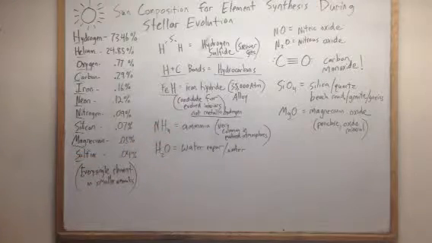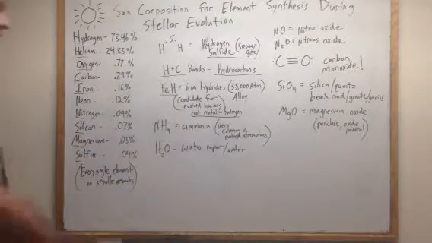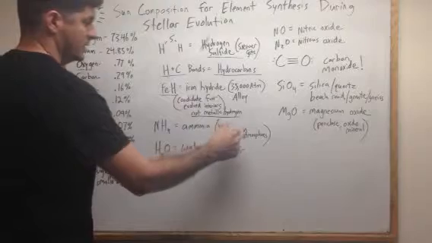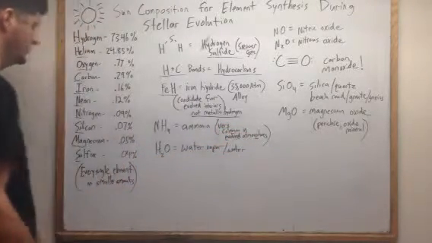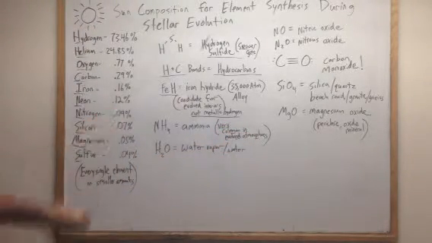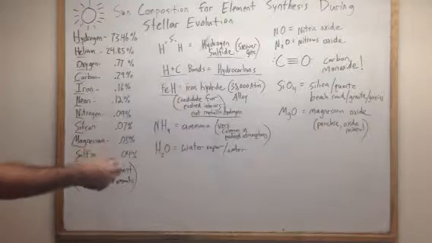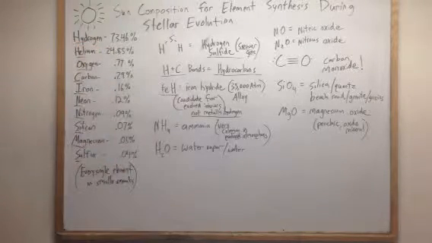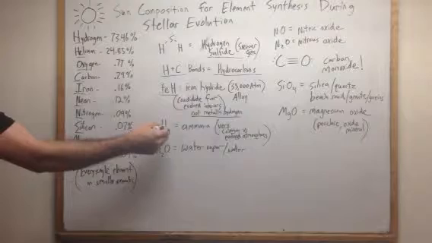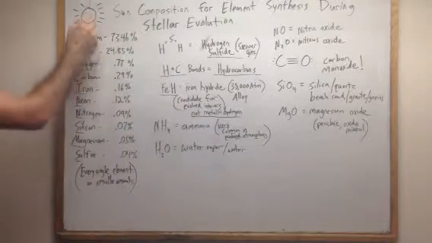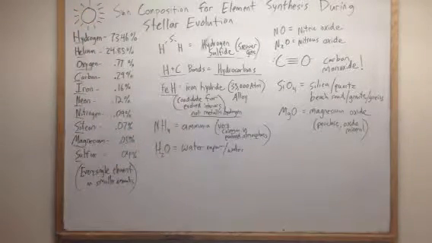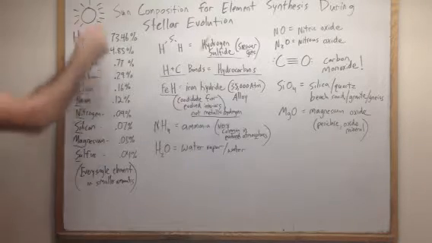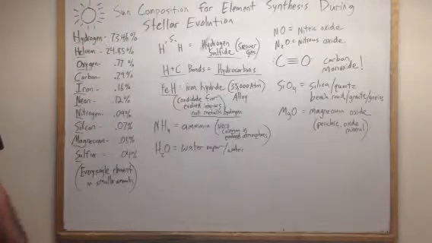NH4, ammonia. This is very, very common in evolved atmospheres. Look how much there is. Lots of nitrogen, lots of hydrogen. That's what happens. The nitrogen combines with the hydrogen in the stellar atmosphere as it cools and shrinks and dies, and the material recombines into chemical compounds.